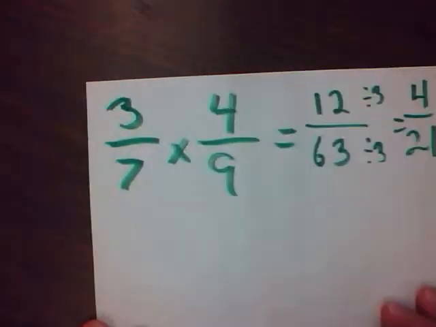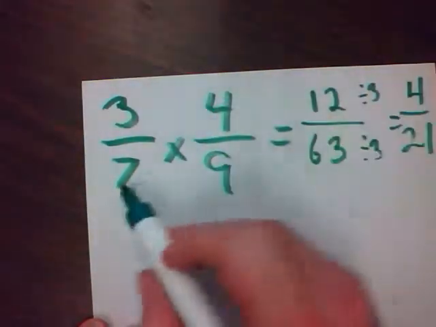And that's how you multiply fractions. Simply multiply the top two numbers by each other and the bottom two numbers by each other.